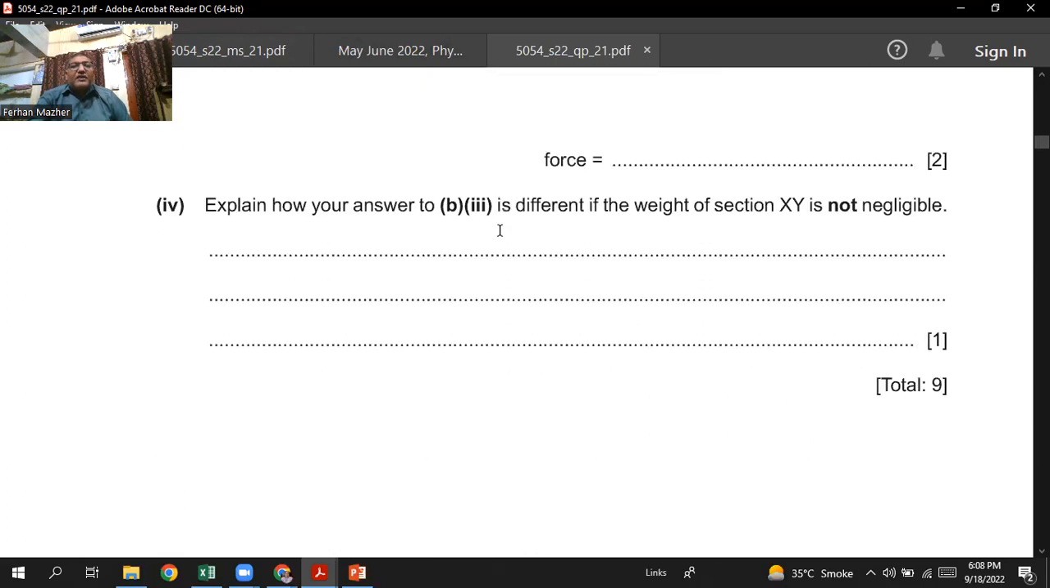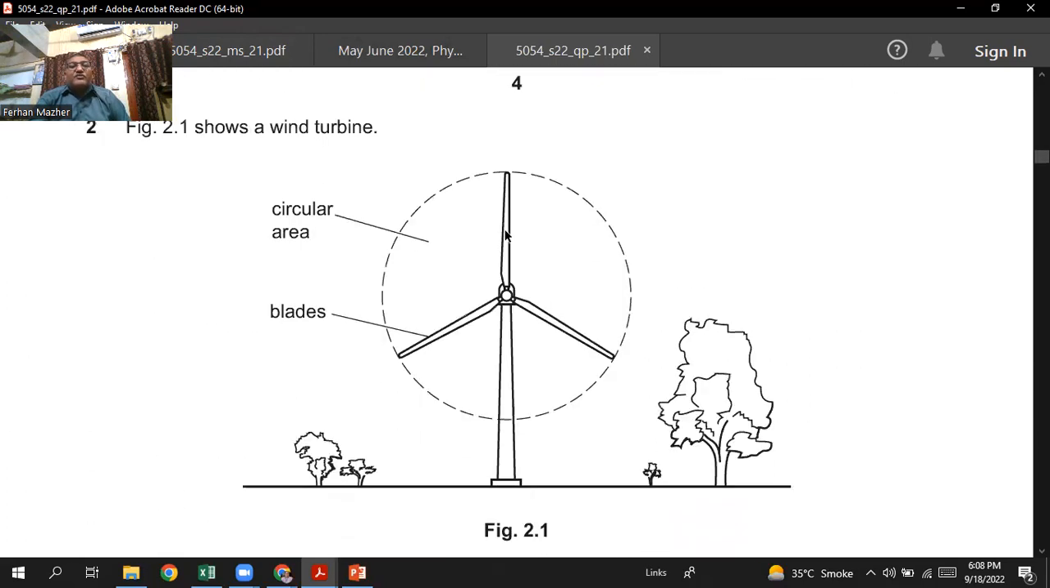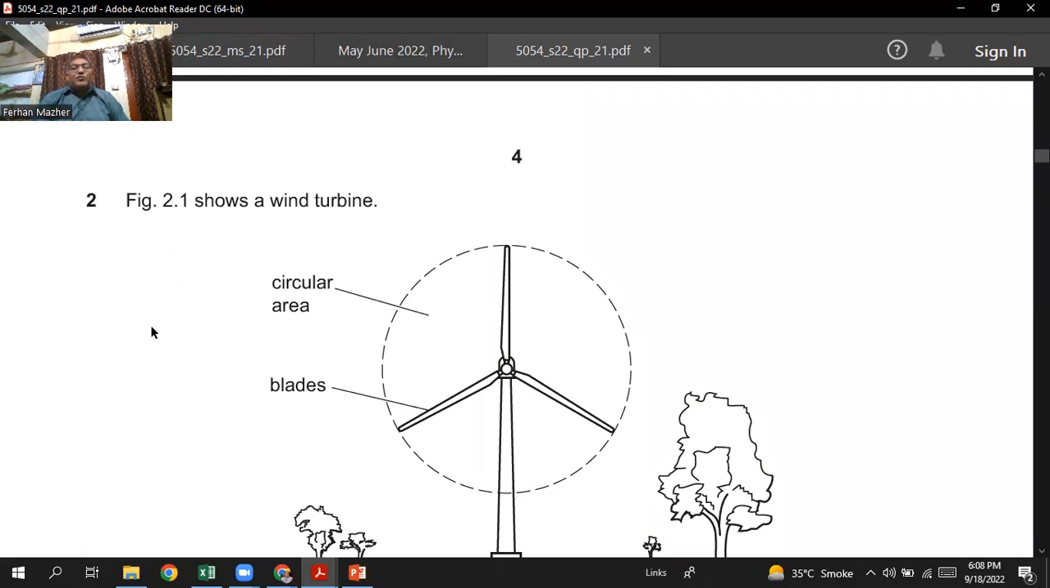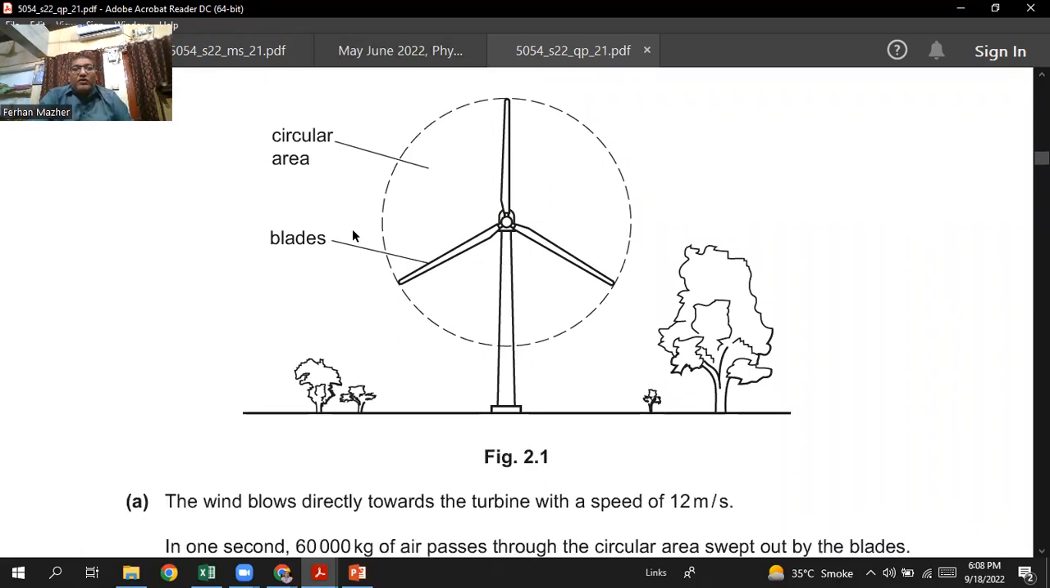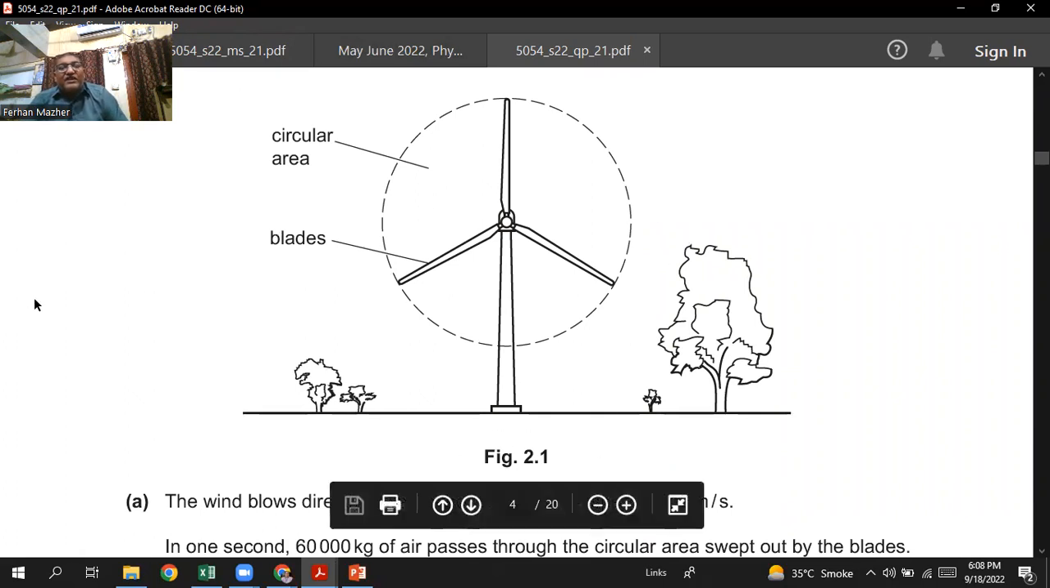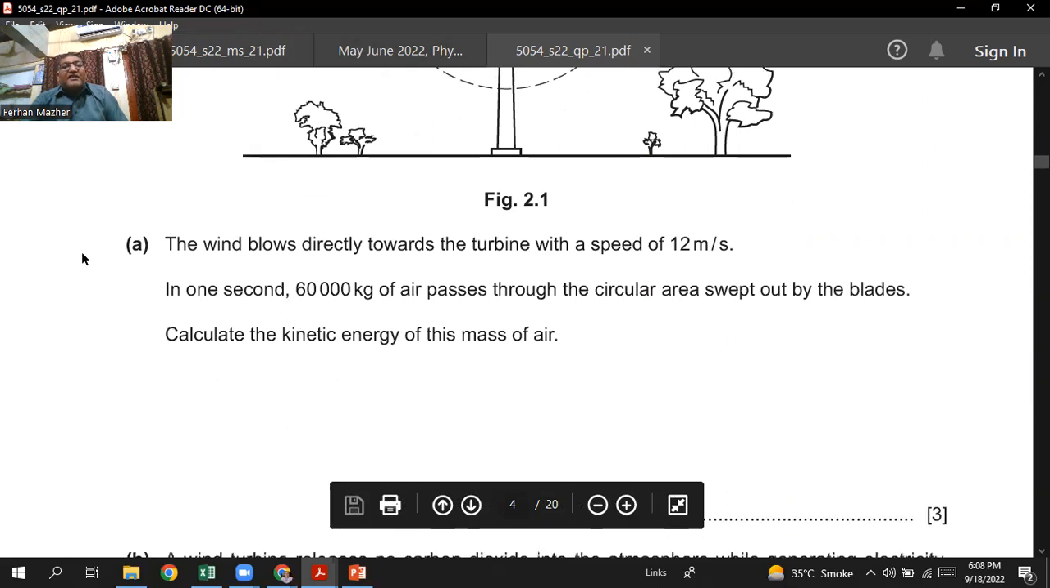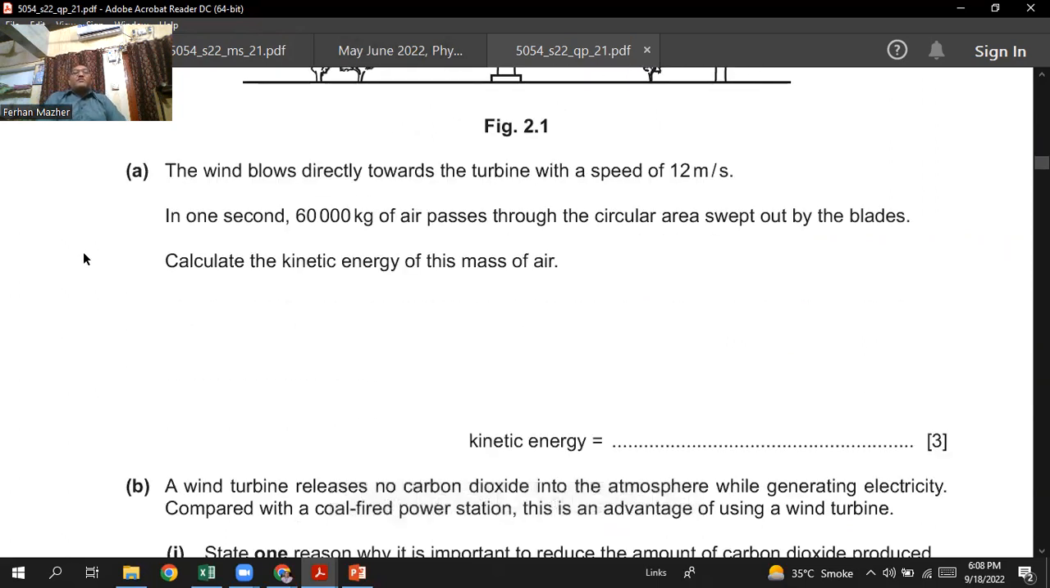The next question coming up on your screen is question number 2. He says, figure 2.1 shows a wind turbine. So here we have a circular area, blades, and this is a wind turbine. The wind blows directly towards the turbine with a speed of 12 meters per second. In 1 second, 60,000 kg of air passes through the circular area swept out by the blades. Calculate the kinetic energy of this mass of air.